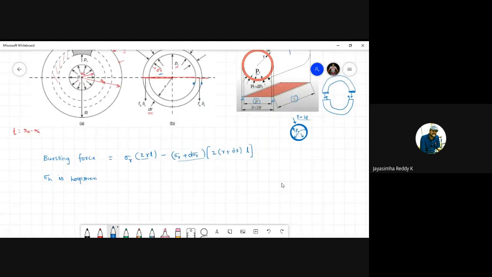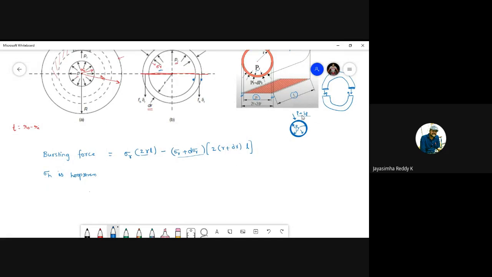So what is hoop stress, students? Let us write for sigma H, or the resisting force. Let me take this resisting force. Bursting force is equal to resisting force to make it in equilibrium. So resisting stress is sigma H, right? So sigma H will be acting in this portion and there will be strips like this.